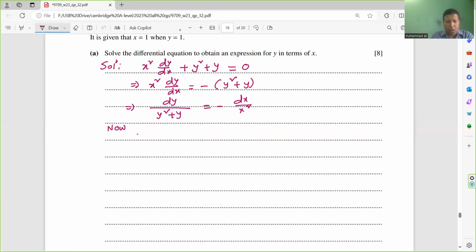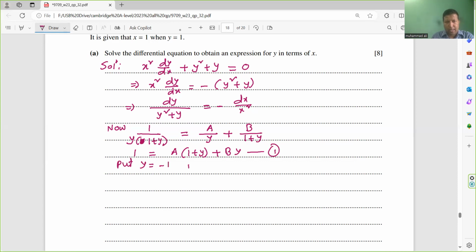Now 1 by y into (1 plus y). So we can write here a by y plus b by (1 plus y). Now both sides multiply by y into (1 plus y), so we'll get 1 equals to a into (1 plus y) plus b into y. We mention this is equation 1. Now put y equals to minus 1 in equation 1. So it will be 1 equals to 0 plus b into minus 1. Therefore, b equals to minus 1.